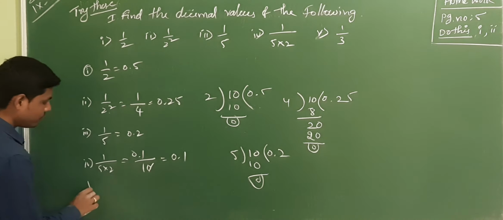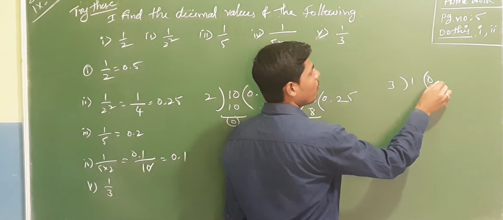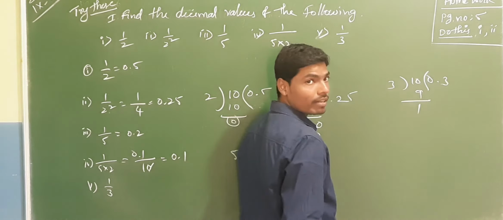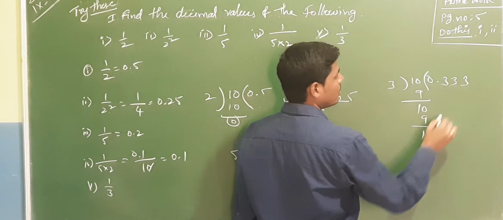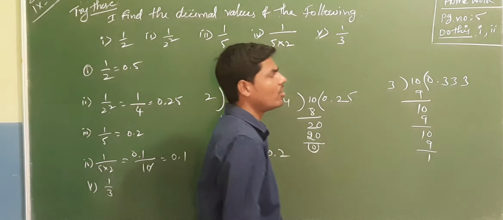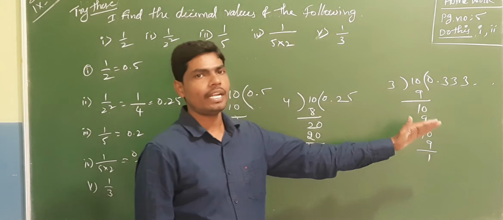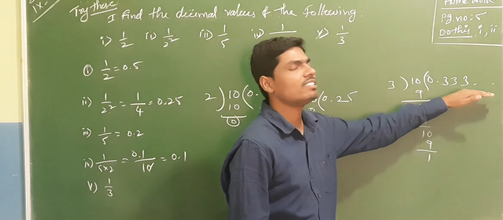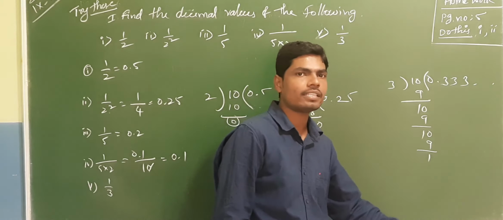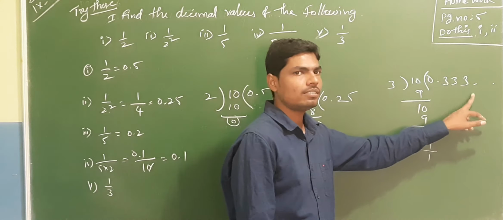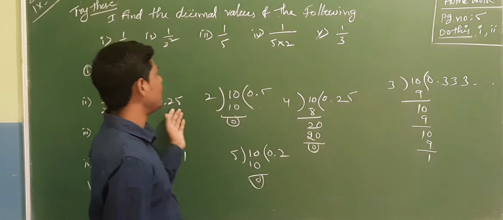Next, the fifth one, 1 by 3. Yes, divide 1 by 3. 3 3s are 9, and you got remainder 1. Now take 0, 3 3s are 9. You got remainder 1. Next take 0, 3 3s are 9. You again get the same procedure. You are getting 3 3 3 3 3 continuously. That means it is non-terminating. The division is not ending. However many times you do this process, you keep getting remainder 1 1 1 1, and the quotient is also repeating 3. So these types of numbers are called non-terminating decimals. If you observe here, these others are all ending.